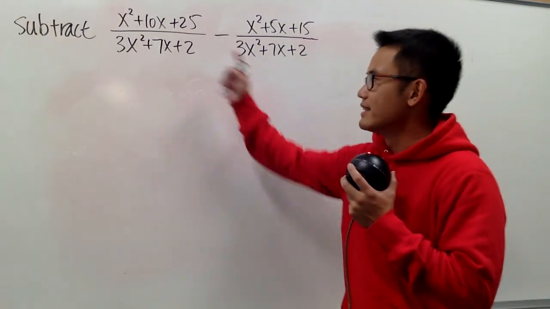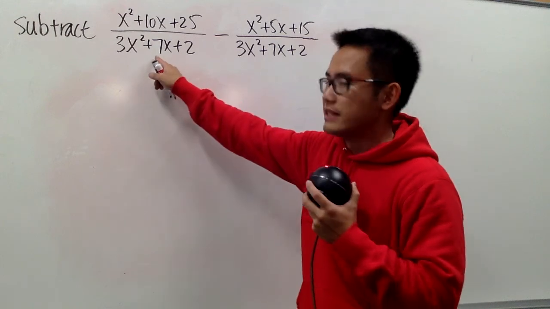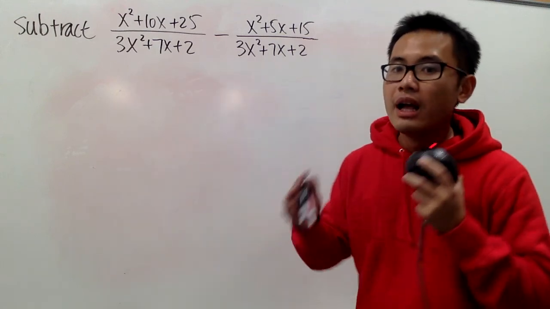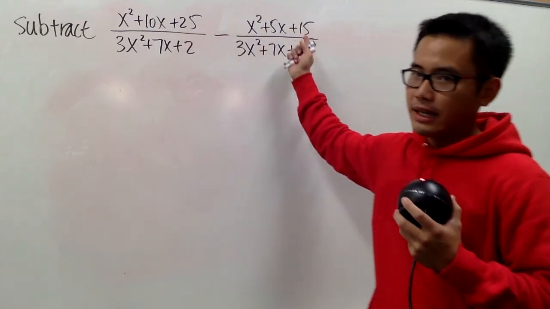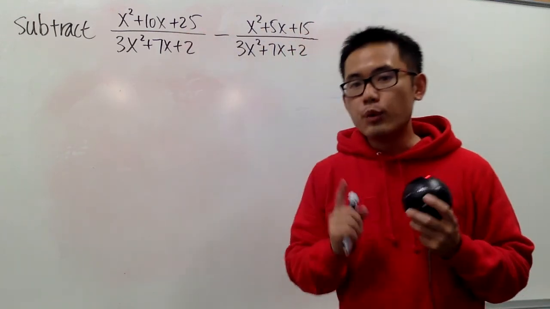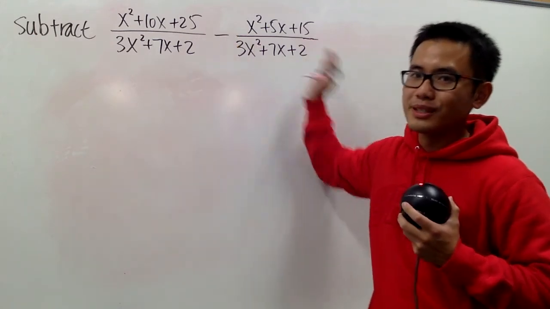Okay, we're going to subtract these two rational expressions, and the good news is that they already have the same denominators, right? Therefore, we will just put them together and focus on combining terms on the top, okay? And we don't have to factor anything at the moment. We'll just focus on combining like terms on the top.